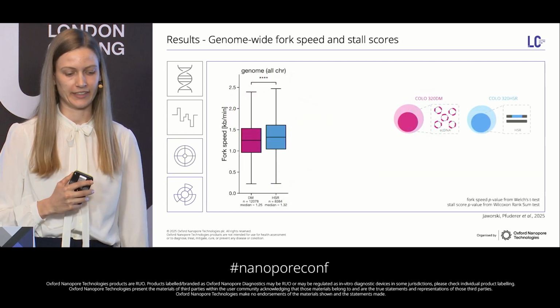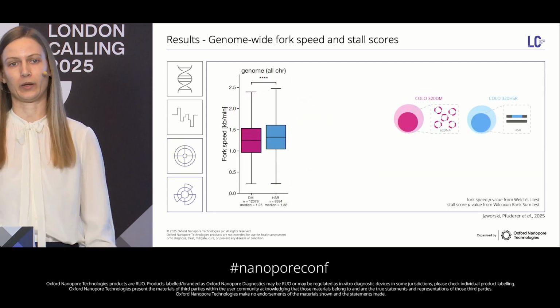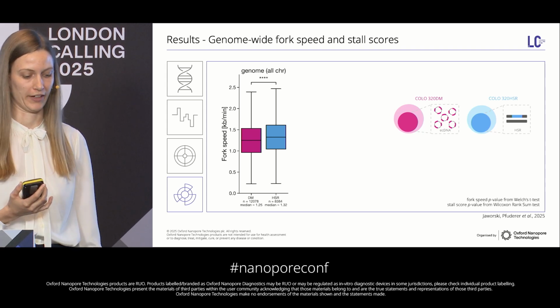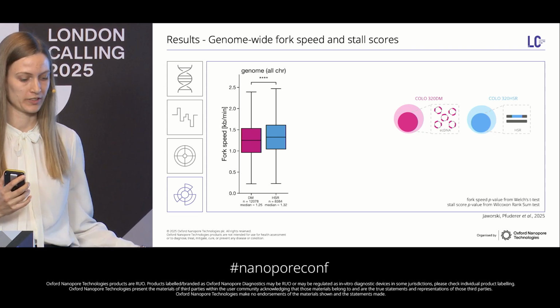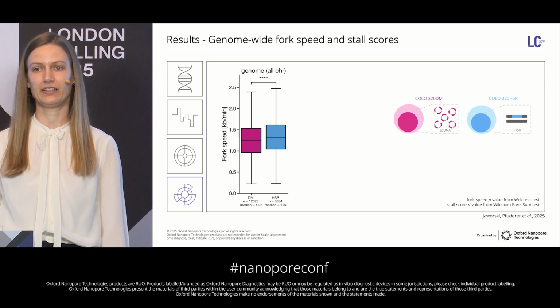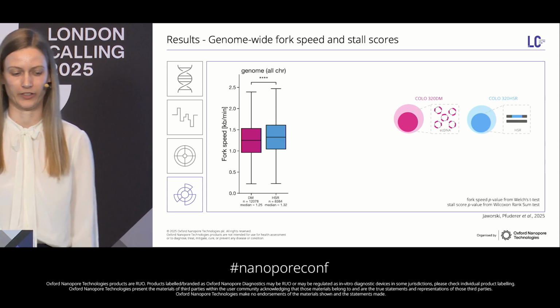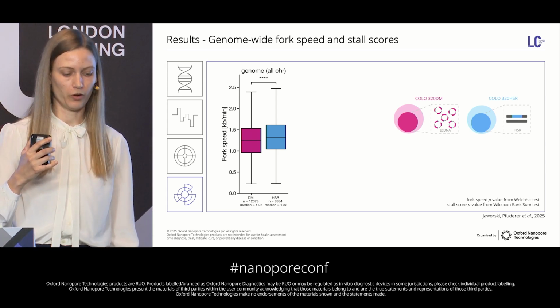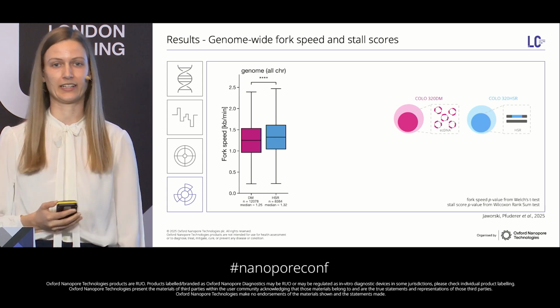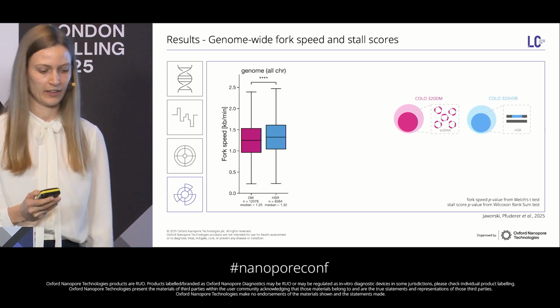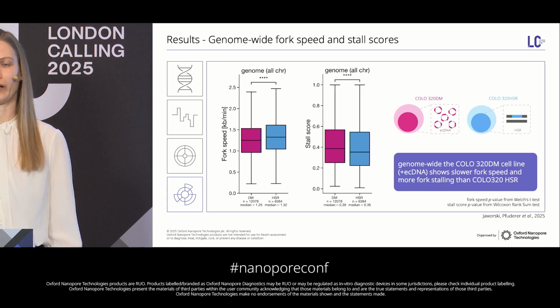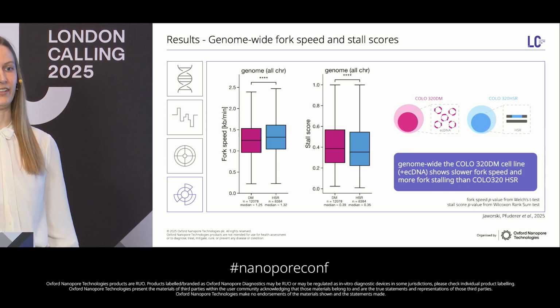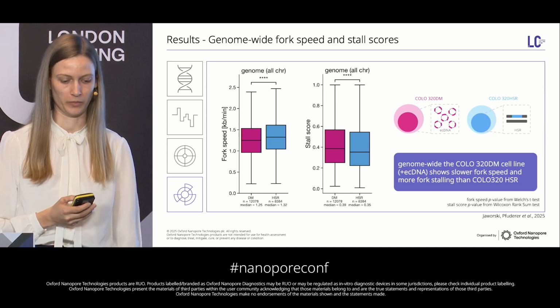First, I was interested in looking at the DNA replication dynamics genome-wide. So here I'm looking at all chromosomes, comparing the cell line with ecDNA in pink to the one without in blue. And we can appreciate that overall the replication forks moved slower in the cell line that has the ecDNA. Looking at stalling, there was more replication fork stalling going on in the cell line with the extrachromosomal DNA circles.